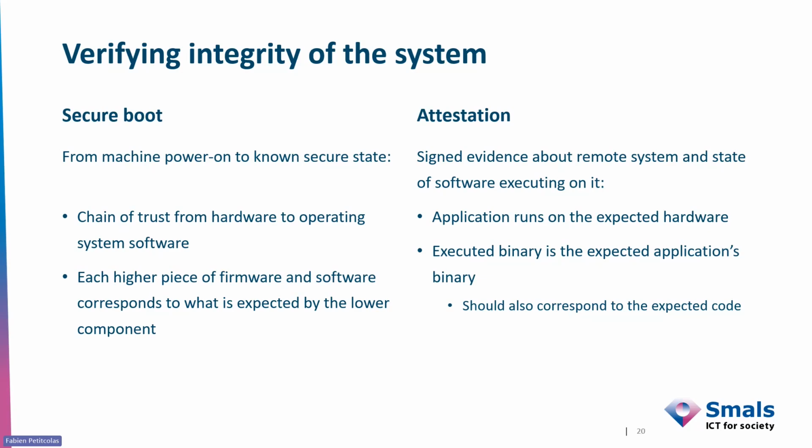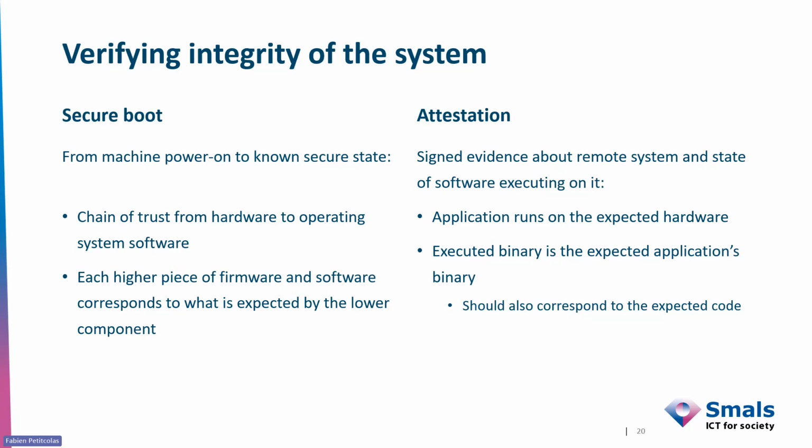And this mechanism first creates a chain of trust from the hardware, so the lowest level of the hardware, ideally a secure chip or something within the microprocessor, to the BIOS, to the operating system, then to the application. And we want to ensure that each piece of firmware and software does correspond to what the lower level component, which is going to load it, expects. So that's secure boot, which allows us to reach a certain known secure state of the machine after it's been powered on. Now, that's not enough.